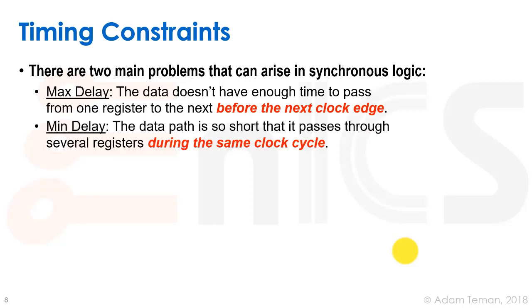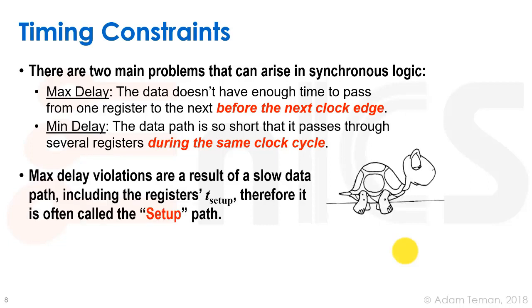Then again, we have min delay, which means that the data path is so short that it passes through several registers during the same clock cycle. In other words, there was kind of a race and the data just flew through two registers instead of going through one and stopping at the next one. Max delay violations are a result of slow data paths. So what happened was the data, again, didn't have enough time to pass from one register to the other. That's because the data path was very long. It was a very slow path.